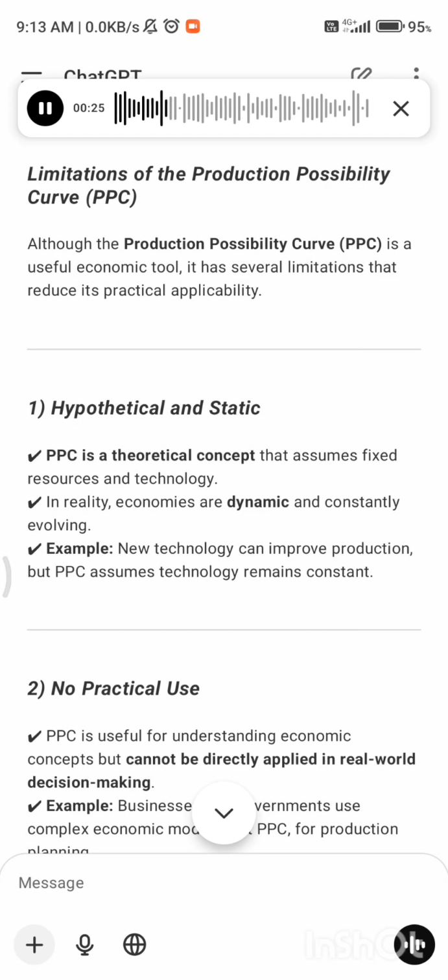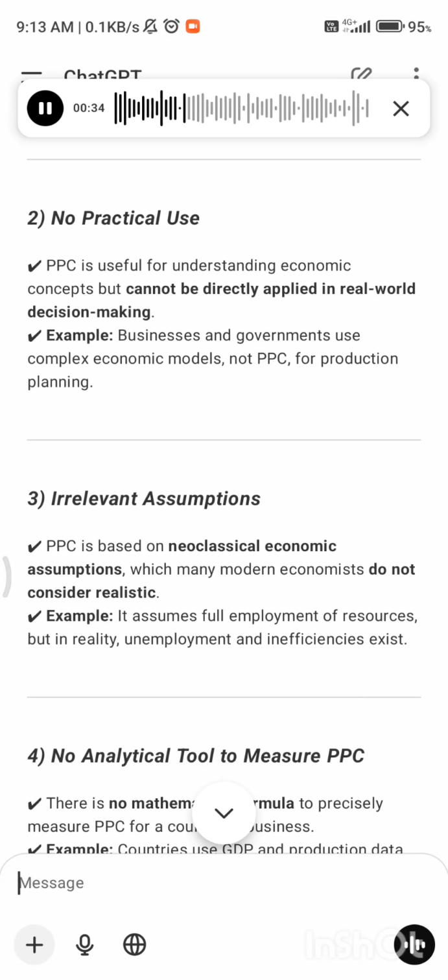Example, new technology can improve production, but PPC assumes technology remains constant. 2. No practical use. PPC is useful for understanding economic concepts, but cannot be directly applied in real-world decision-making. Example, businesses and governments use complex economic models, not PPC, for production planning.